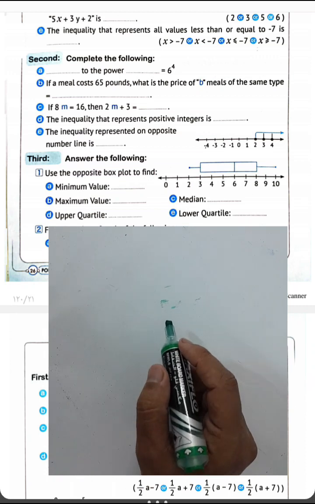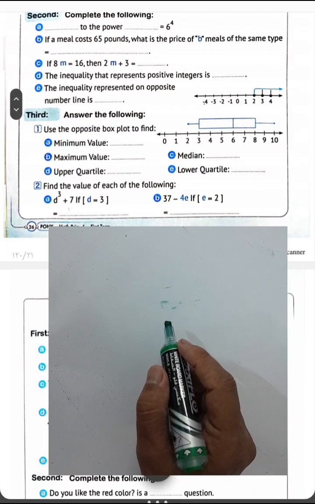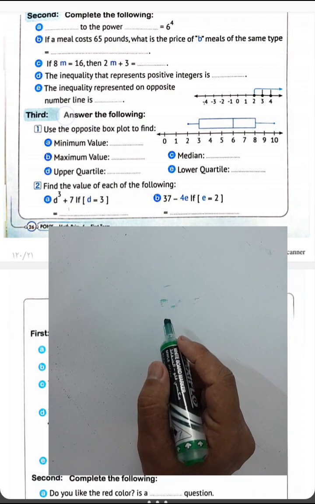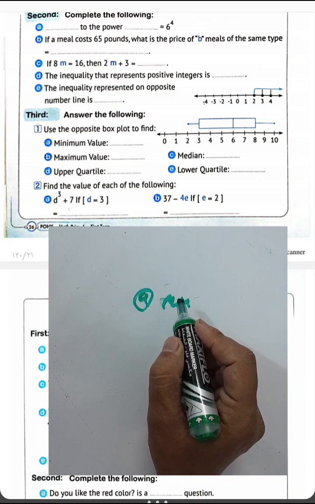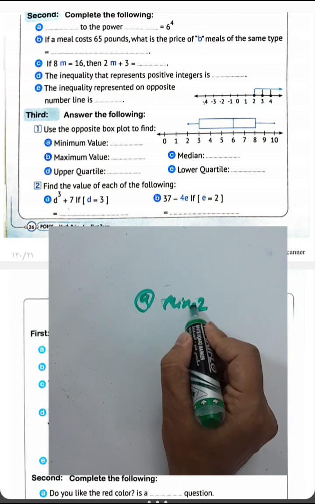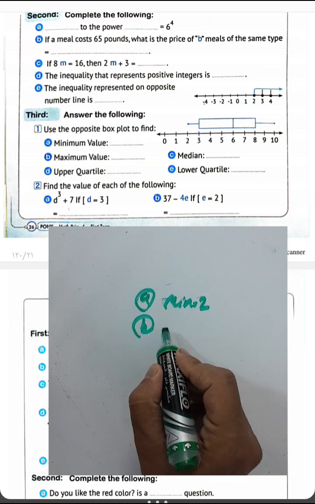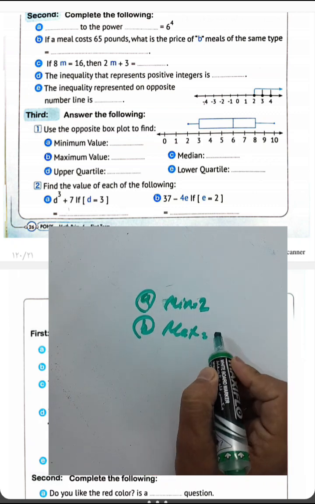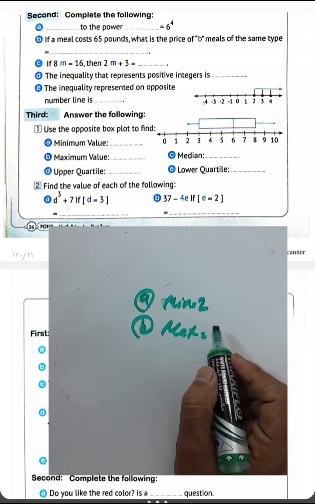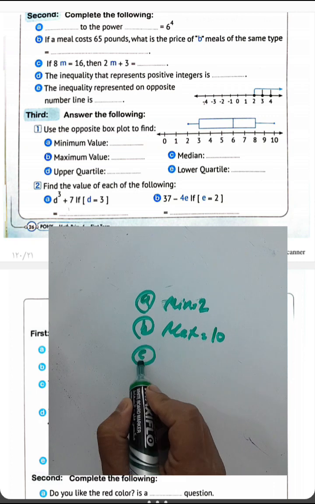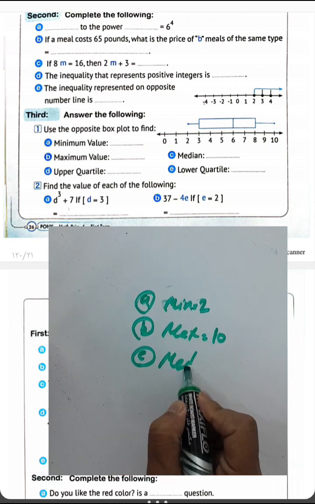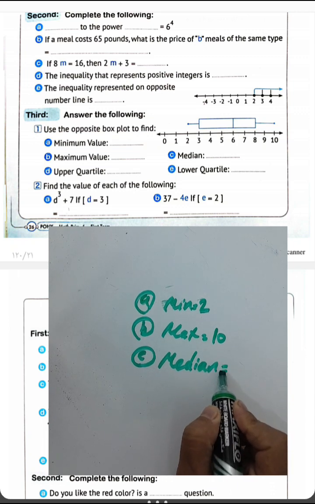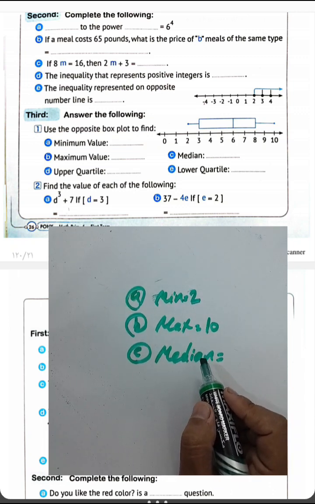Question here third. Use the box plot to find the minimum and the maximum. The minimum value, look at here, the minimum was 2. Letter B. The maximum will be what? Maximum will be 10. Letter C. The median equals what? The median here equals 6.